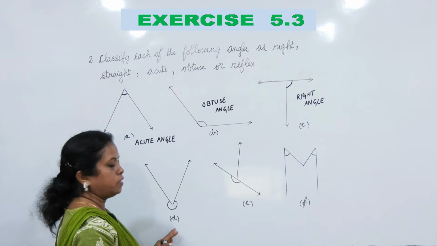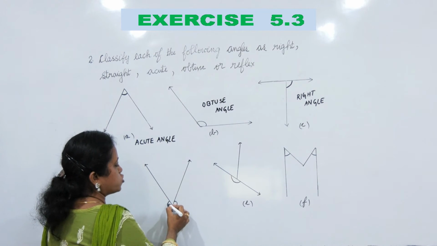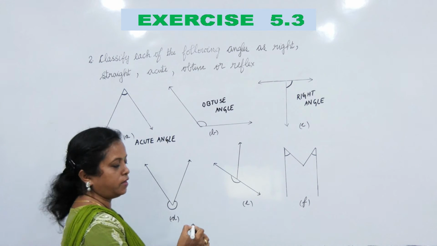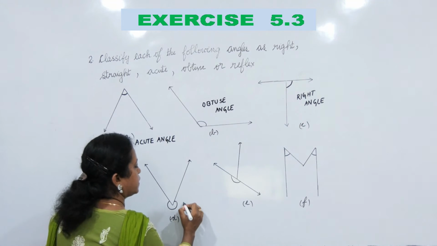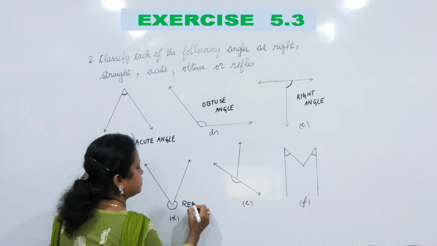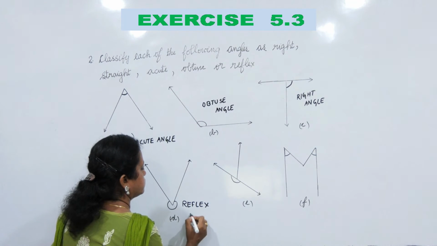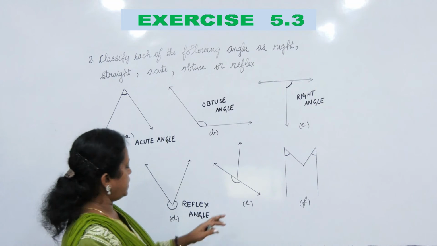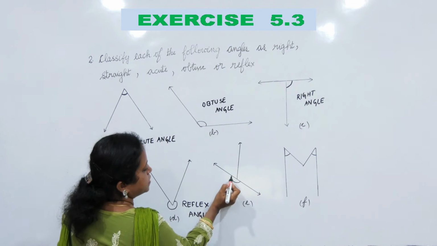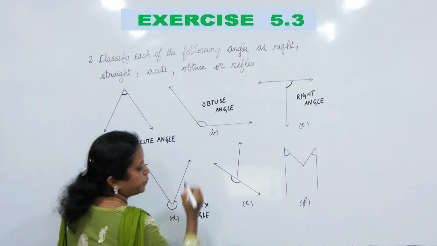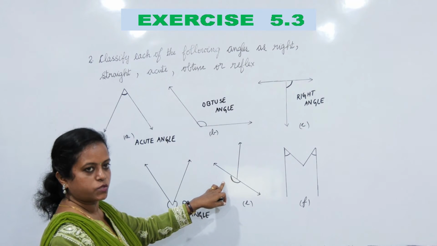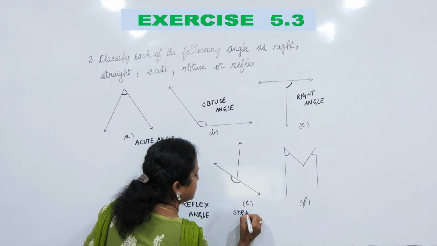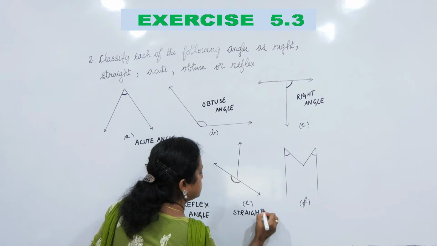In the case D, where is the angle mark? You have to tell about this angle. So an angle which is more than 180 degrees and less than 360 degrees is a reflex angle. In case E, which part is asked? You have to tell about this angle. Now here a straight line is formed, and the angle formed on the straight line is nothing but a straight angle.